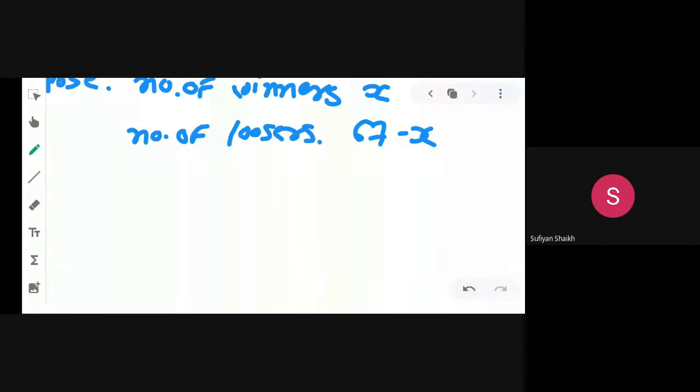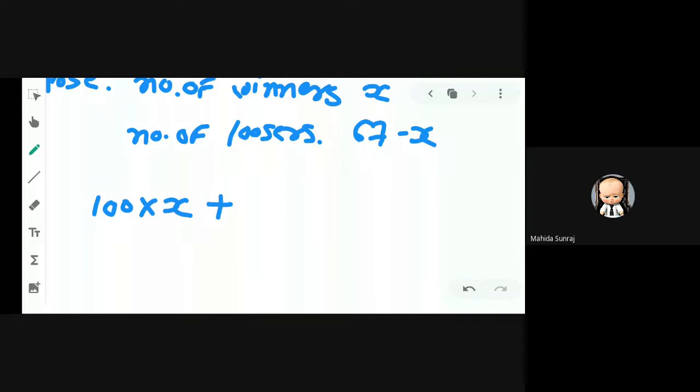We know that if you are a winner, you get 100 rupees. So it means 100 into X. For example, 5 students win this game. So 100 fives are 500 rupees. I want to distribute among these 5 students. Yes or no? Yes, sir.